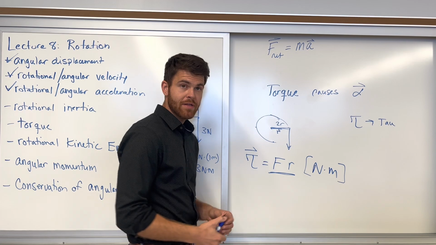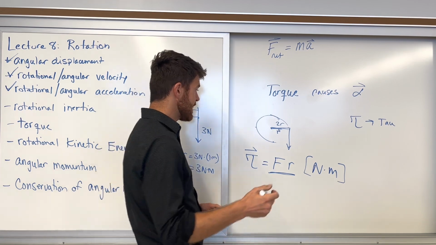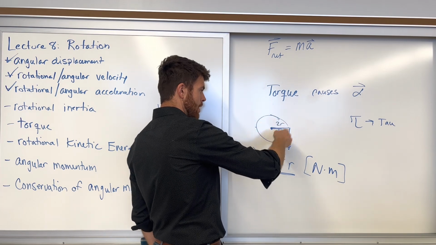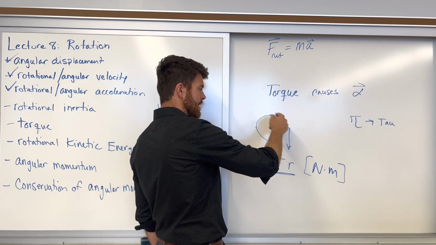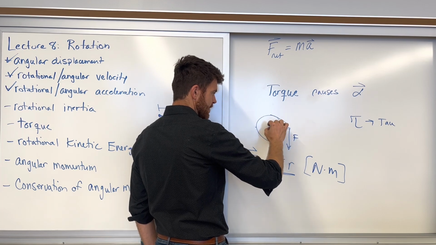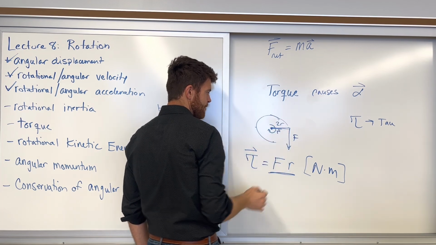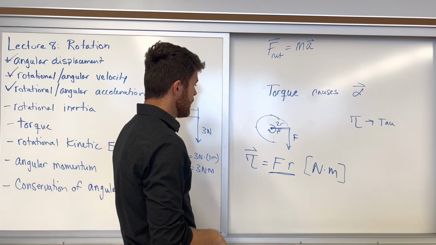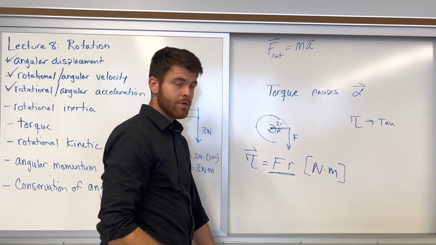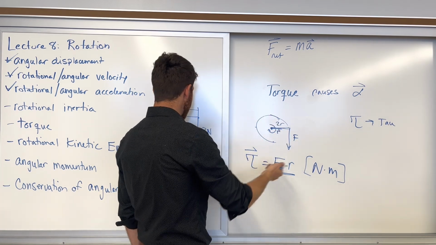And what is the direction of that vector? Well, we use that same convention. Is this torque going to cause a clockwise or counterclockwise rotation? Well, this torque, as I have it drawn here by this force, is going to cause this disc to rotate that way. So that rotation is a clockwise rotation, so this torque would be negative.